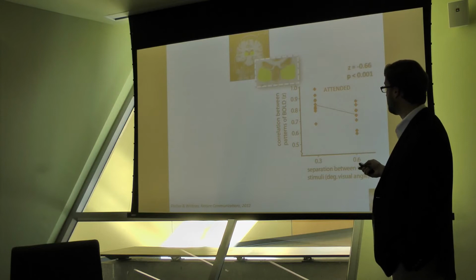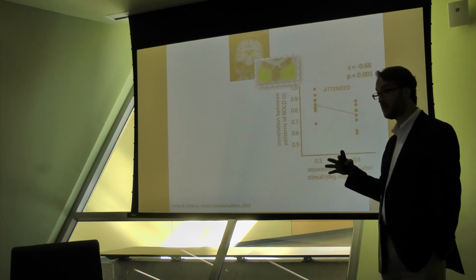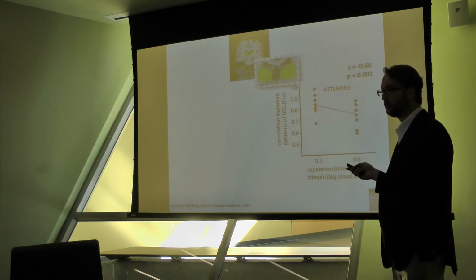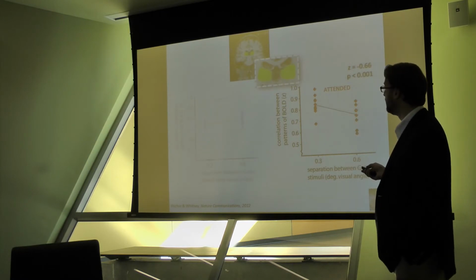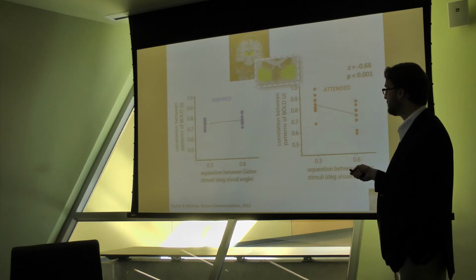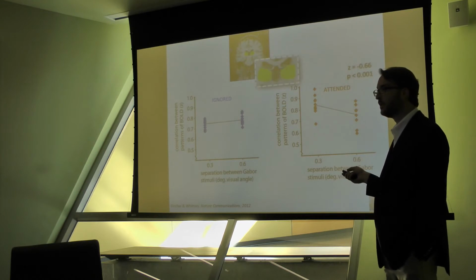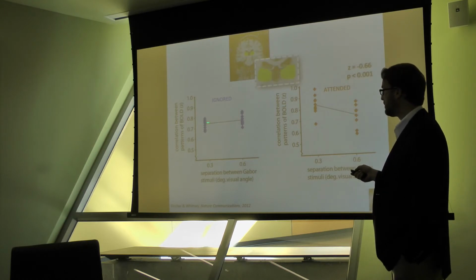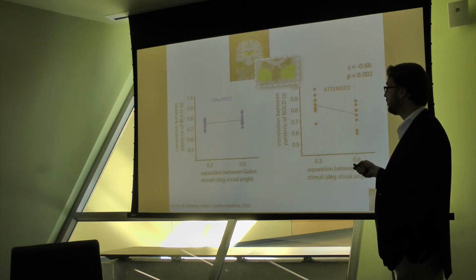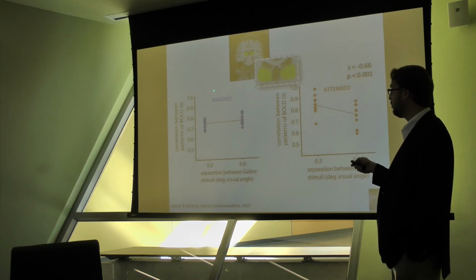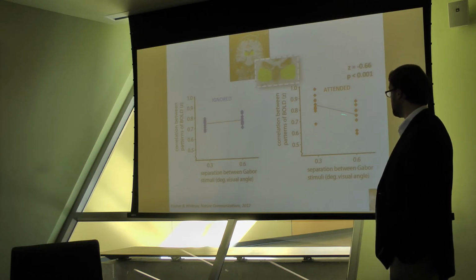Now what's more interesting is if we look at what happens for the ignored objects, the ignored Gabors. They're on the screen at the same time. Is there any tuning for ignored object location? And that's what I'm showing you over here. As the ignored Gabors are shifted in position, there's no change in the similarity of the pattern of activity. So there's no tuning for object position if those objects are ignored. When those same objects at that same location were attended, there is tuning.